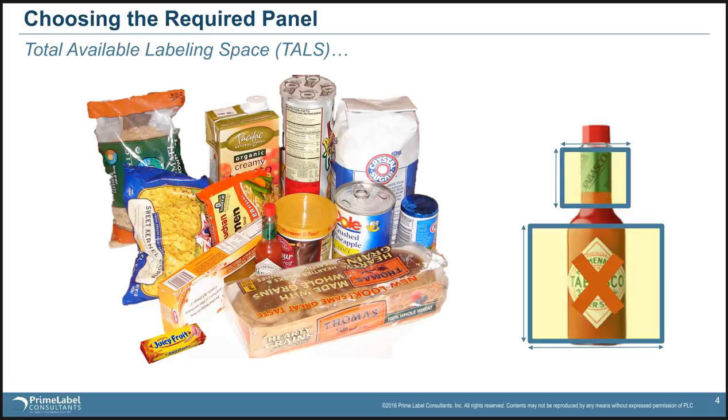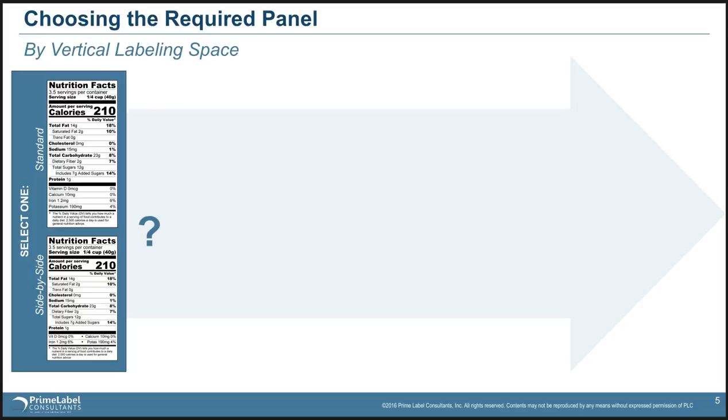This surface area is called total available labeling space and is tightly defined by the FDA. It's not, by the way, the size of the label. You can see in this Tabasco example a little known fact: the total available labeling space is often larger than the actual label itself. Each type of package, whether it's a bottle, tray, box, or bag, has a different way of calculating this space. Once you have determined the surface area available for labeling, you can select your panel type.